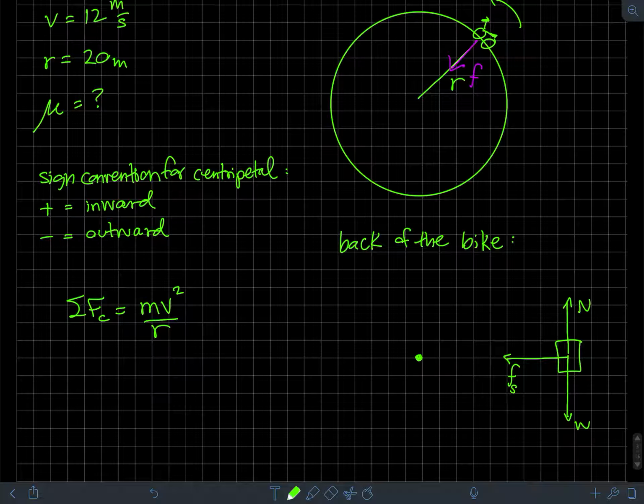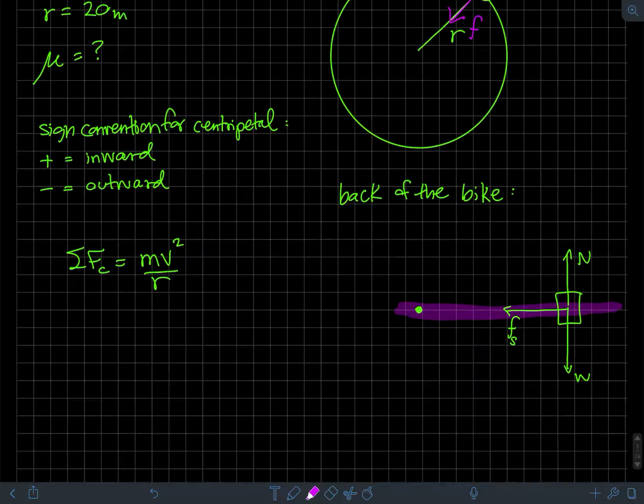Okay, so now let's look at our centripetal direction. The centripetal axis, the centripetal forces here, is the axis that acts along the radius of the circle. It is not going to involve our y-axis with the normal force and the weight.